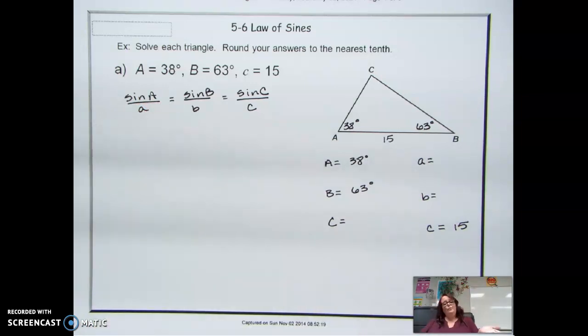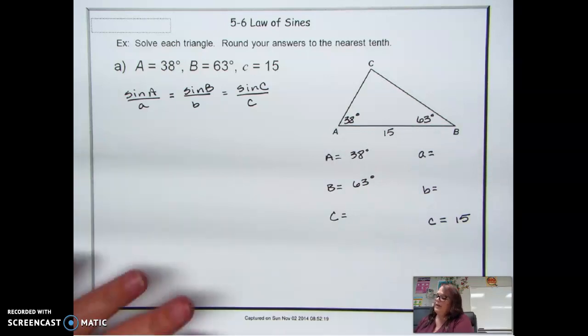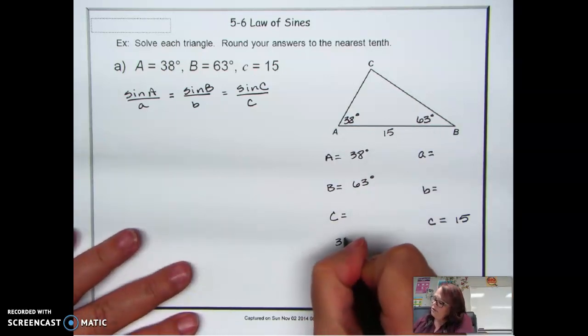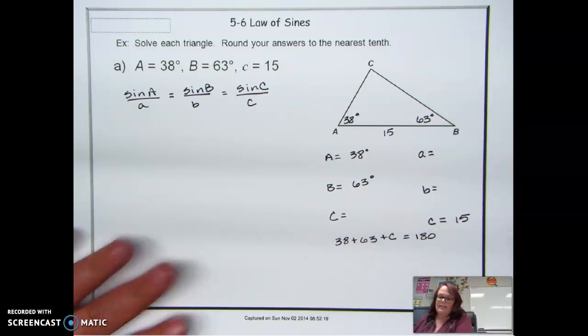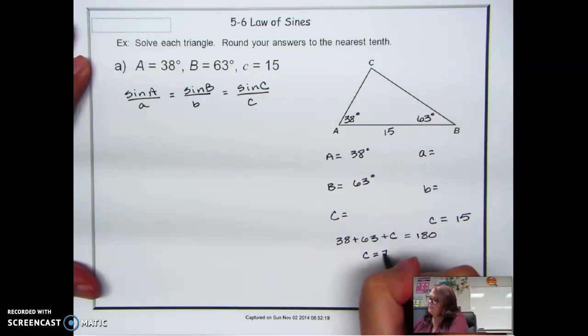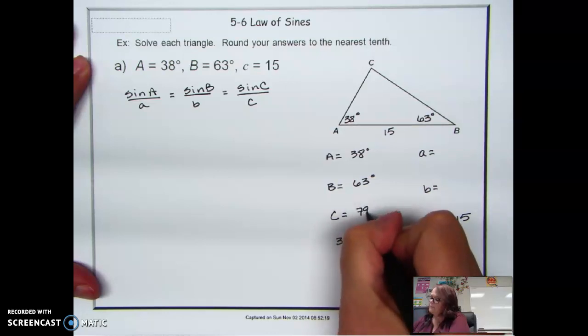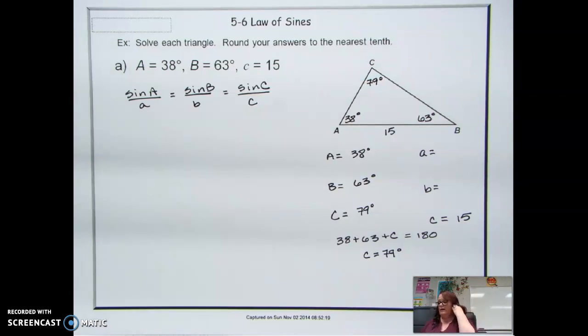Oh, sorry. Before we even do that, is there something easy to find? So hopefully you can see I've got 2 out of the 3 angles. So let's go ahead and take care of that and say that 38 plus 63 plus the measure of angle C would be a sum of 180 degrees. So if I take my calculator and I take 180, subtract 38, and subtract 63, we get C is equal to 79. All right, so that was nice and easy. So now we just have 2 more things to find.